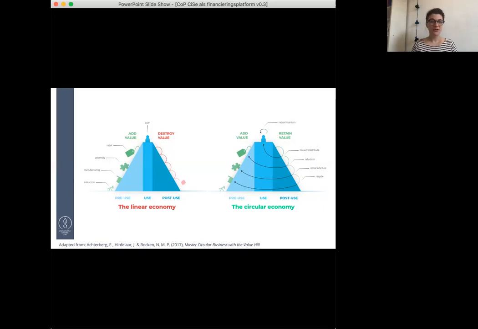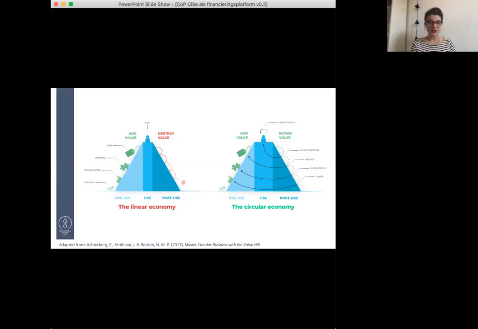This linear production chain is actually quite weird because it assumes that raw materials remain available indefinitely. And we all know now they are not. In fact, they are running out. So, therefore, we need another economic mindset. And that's where the circular economy comes into play.